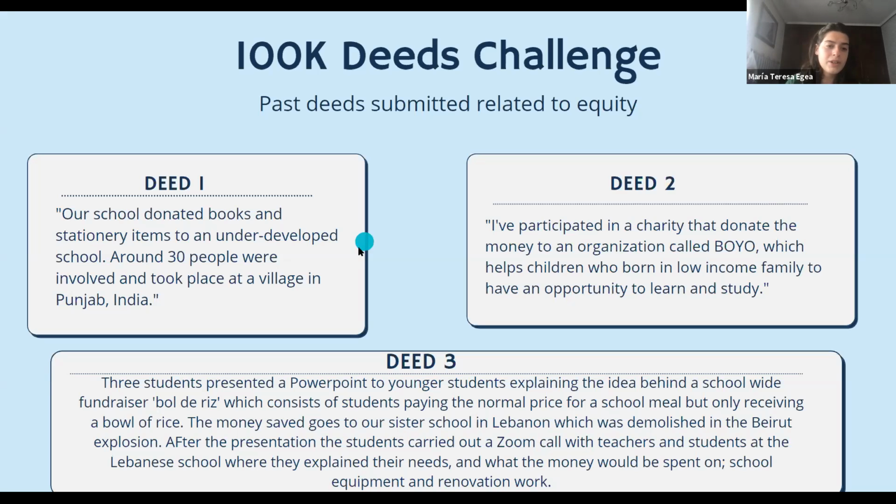And now finally, the third deed. Three students presented a PowerPoint to younger students explaining the idea behind a school-wide fundraiser, which consists of students paying the normal price for a school meal, but only receiving a bowl of rice. The money saved goes to our sister school in Lebanon, which was demolished in the Beirut explosion. After the presentation, the students carried out a Zoom call with teachers and students at the Lebanese school, where they explained their needs and what the money would be spent on: school equipment and renovation work.